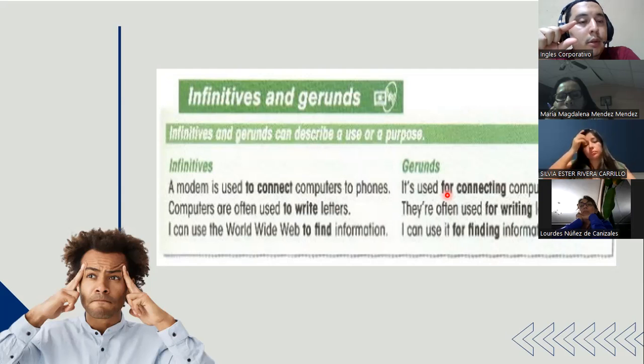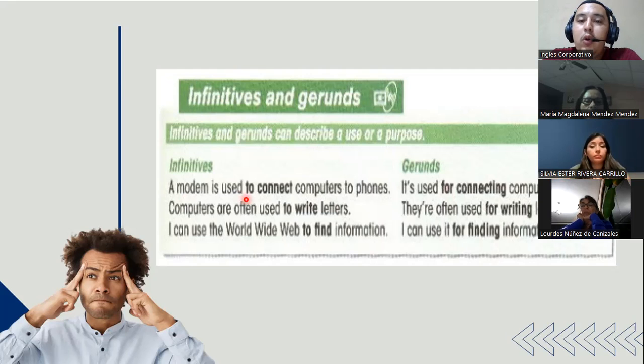What do you mean by a specific purpose? You can use it only for one specific thing or refer to one specific action, whatever you are talking about. In this case, we have: a modem is used to connect computers to phones. Computers are often used to write letters. If you see, guys, whether we are talking in the singular or in the plural, we have a verb in singular and a verb in plural, but the infinitive doesn't change. The infinitive is always going to be the same, even if you are referring to a singular thing or a plural. It's used to connect. Are often used to write.